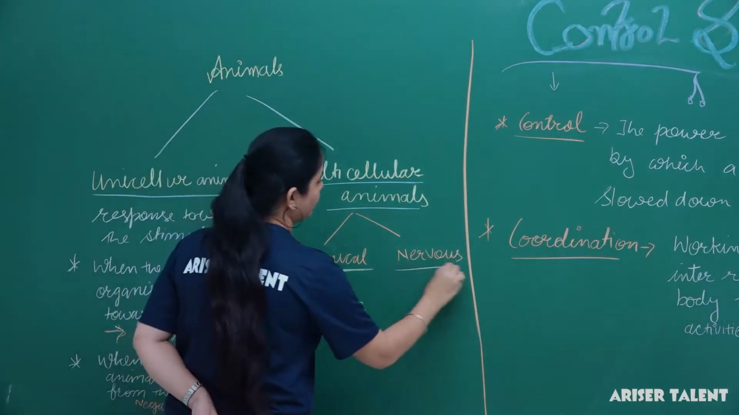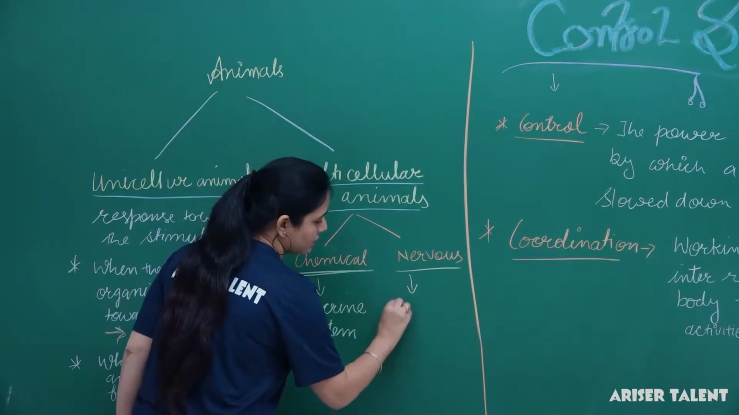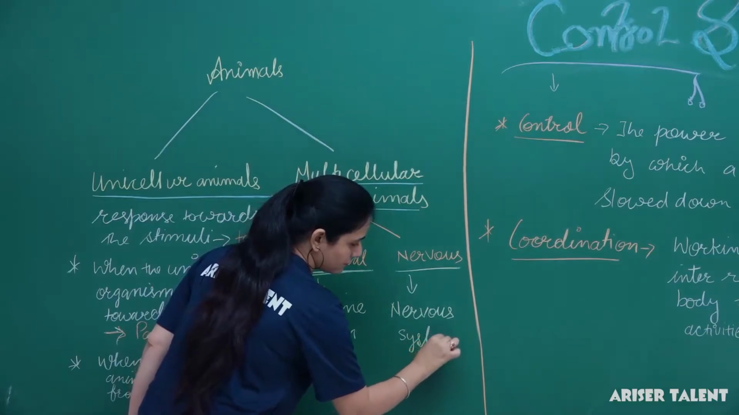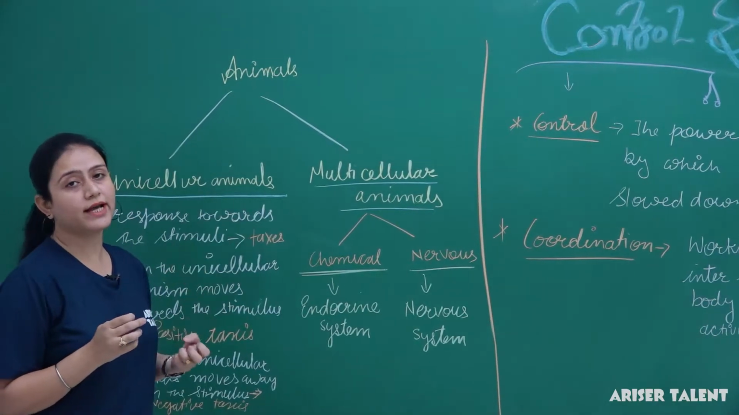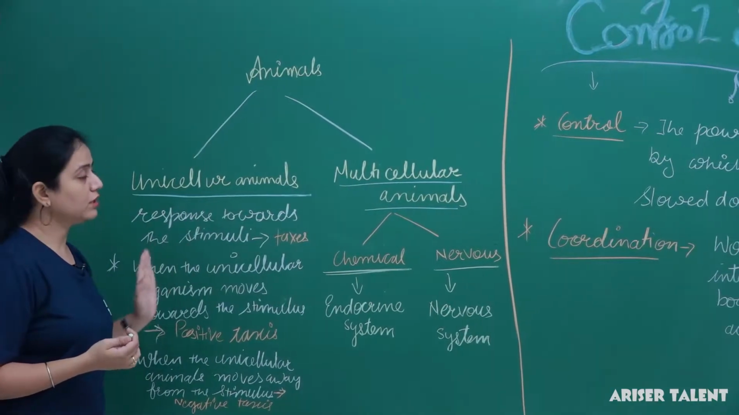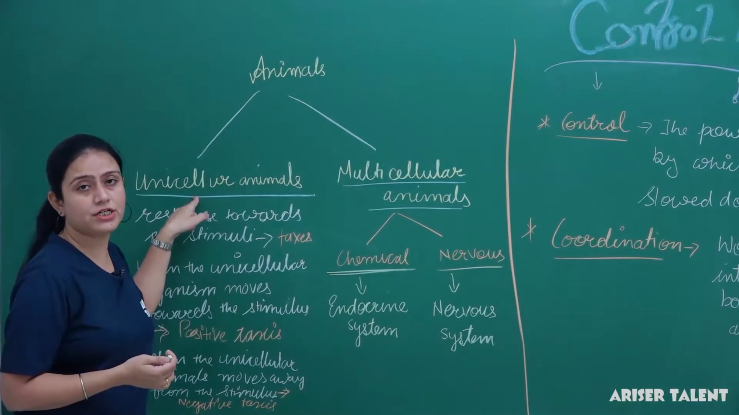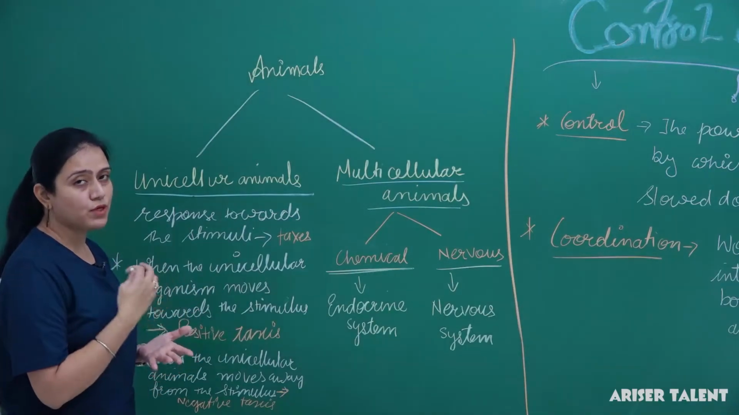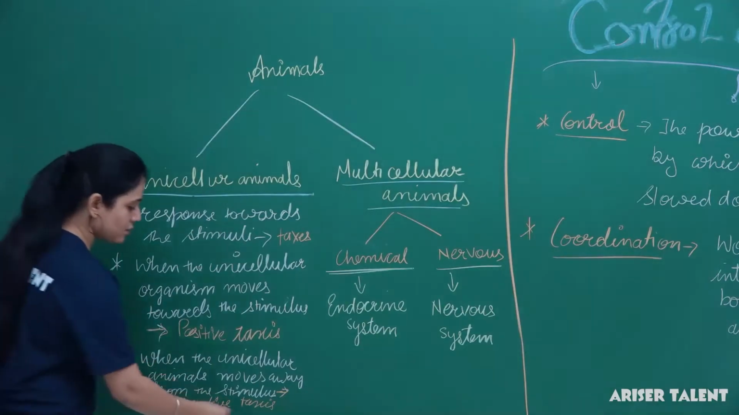Okay, and when they show nervous control and coordination, then it is known as nervous system. Clear? Control and coordination is of two types, chemical and nervous, and animals show both kinds. There is a variation in unicellular animals: when they move towards the stimulus, it is known as positive taxis, but when they move away from the stimulus, that is known as negative taxis. Okay.